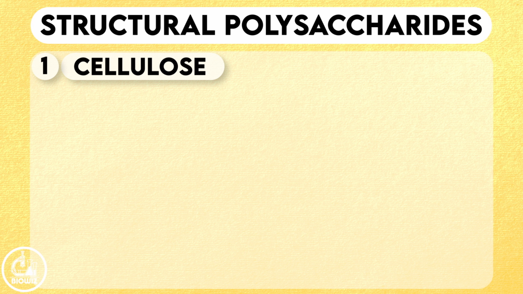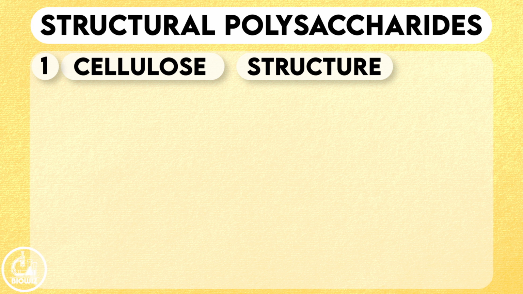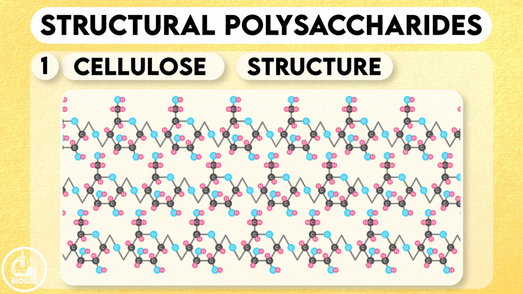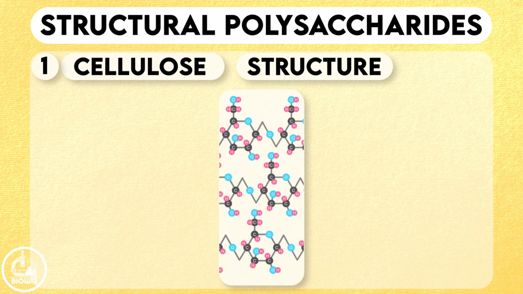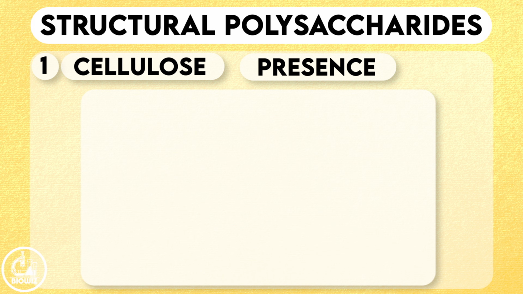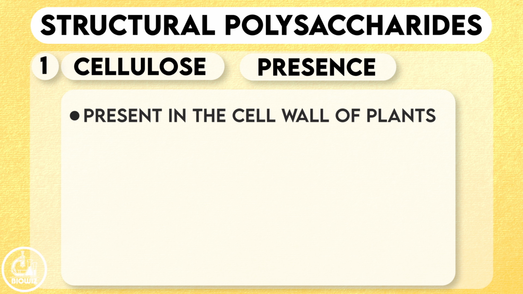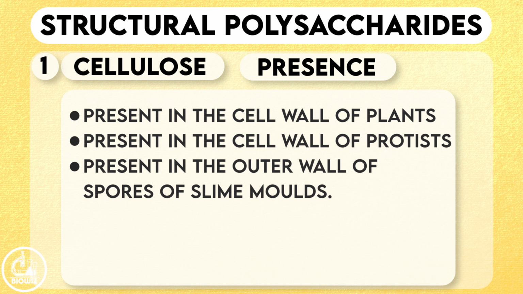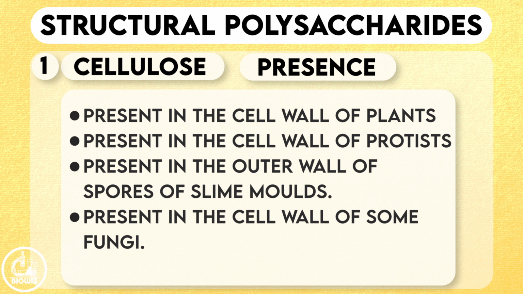Structurally, cellulose exists as a linear chain and forms linear fibrils by parallel arrangement of many cellulose molecules which are attached to each other by hydrogen bonds. Cellulose is found in abundance in plants as a component of the cell wall. It is also found in the cell wall of some other group of organisms like diatoms, dinoflagellates, and even in the spores formed by slime molds. The lower group of fungi also consists of cell wall made up of cellulose.